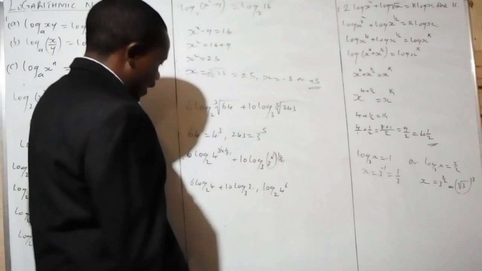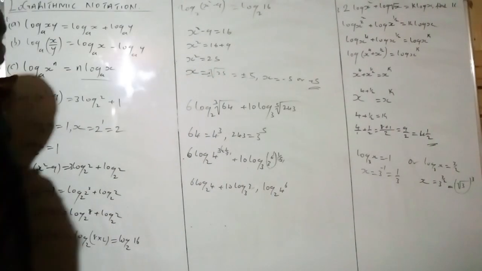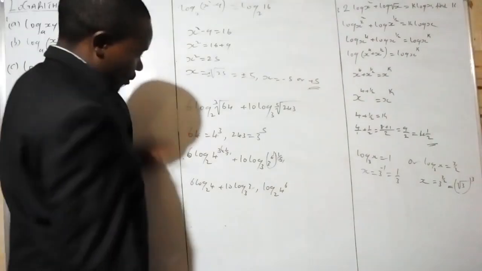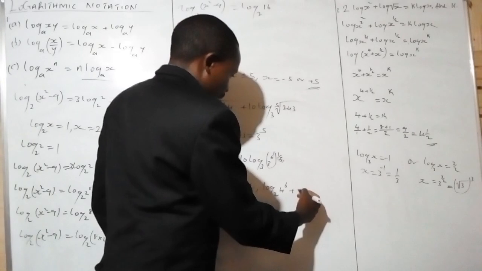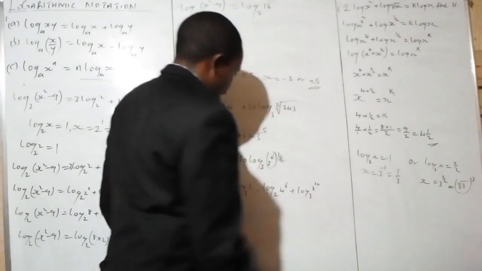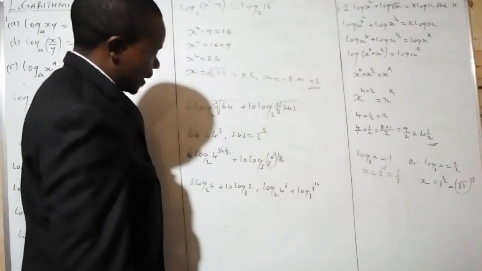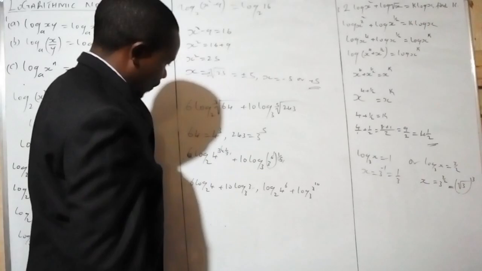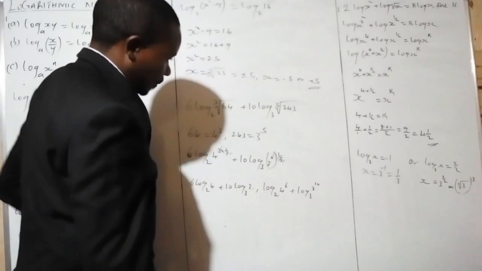We are applying the rule of logarithm. So 6 becomes the power, log 3 raised to the power 10, to give us what?